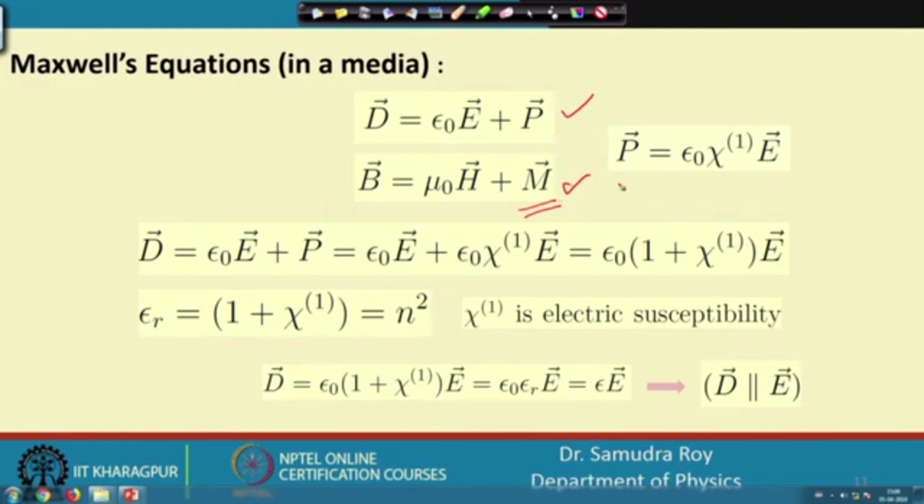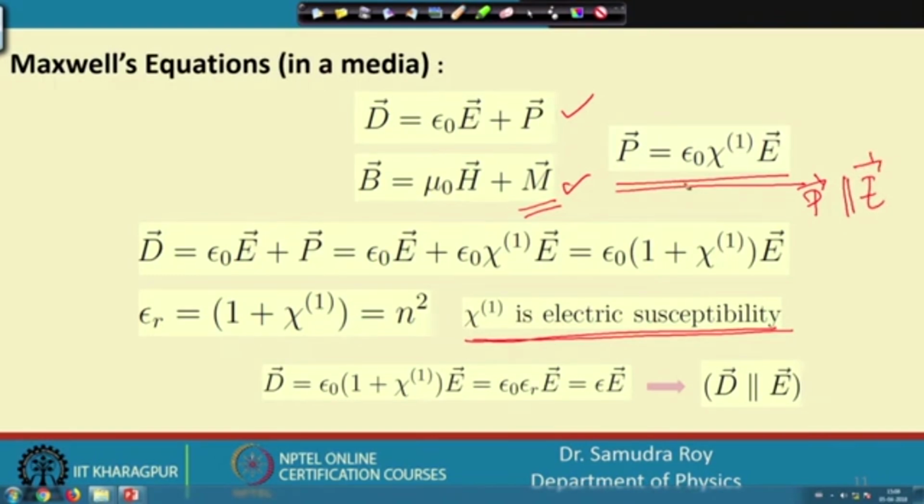Now P is related to E with this very important equation, where epsilon 0 and chi 1 are there. Chi 1 is called the electric susceptibility, which is very important, and we will discuss that in detail in our future classes. But you can see that if chi 1 is a scalar quantity, which is not necessarily true, but if I assume it is a scalar, then P and E are parallel to each other. So, in this particular case, the vector P is parallel to E.